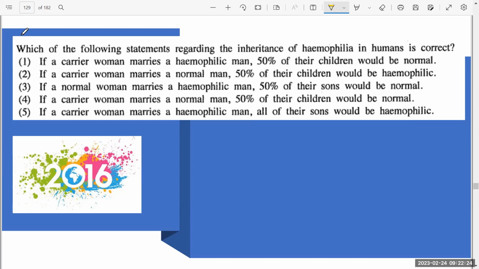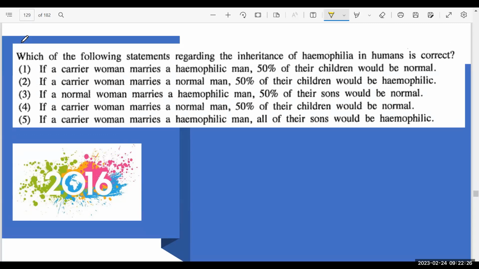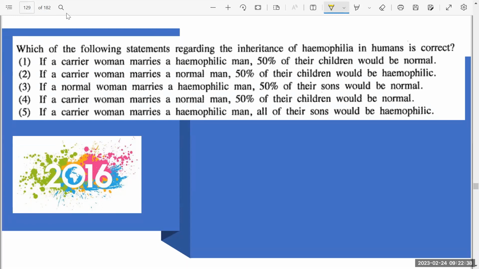So here, can I consider a carrier also as normal, or is it a different thing? Yeah, I think in most diseases, the carriers are normal, except in certain conditions like sickle cell. The carriers can sometimes show the symptoms, but we can consider carriers as normal.